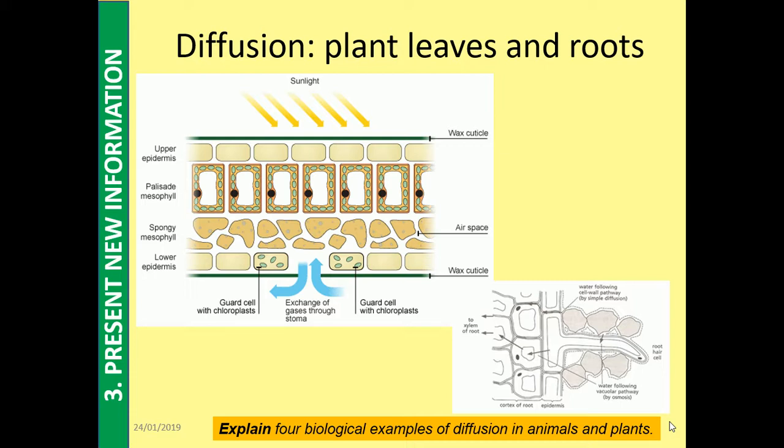If it's being used up by those palisade cells where the photosynthesis is happening in the chloroplasts, then the concentration of carbon dioxide reduces inside the leaf. Therefore, the concentration of carbon dioxide outside the leaf is higher, and it causes the carbon dioxide to move into the leaf because the concentration is higher outside than inside. One of the products of photosynthesis is oxygen, and the oxygen is therefore at a higher concentration inside the leaf than outside, so it moves by diffusion from the inside of the leaf to the outside of the leaf.